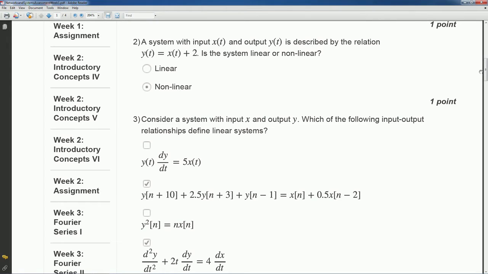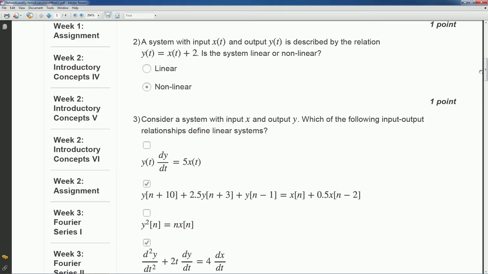So if you look at the first assignment, there are quite a few questions, but there are many questions which go like this. A system is described first. What do you mean by describing a system? A very typical way of describing a system is to provide an input-output relationship, a mathematical equation which can be used to find the output when an input is given. So for instance, if you look at question number 2, it reads, a system with input x(t) and output y(t) is described by the relation y(t) = x(t) + 2. So that is a mathematical description of the input-output relationship.